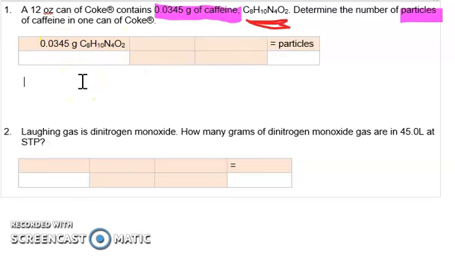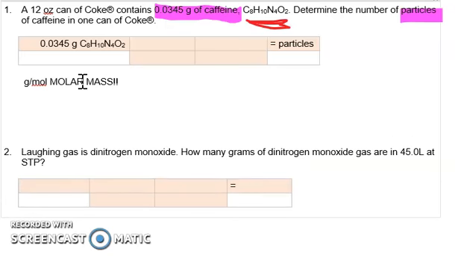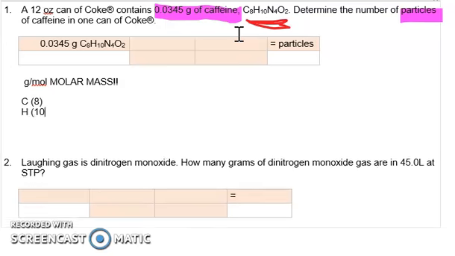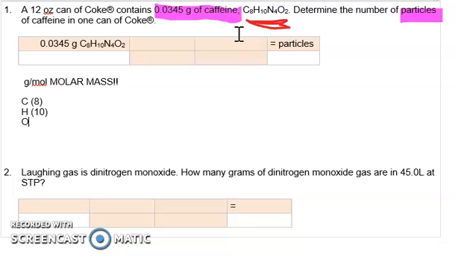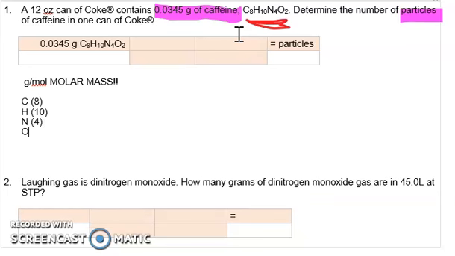So the only conversion that I know that has grams and mole as a thing is molar mass. Yay! So we have to find the molar mass of caffeine, which is carbon, and there are 8 carbons, hydrogen, and there are 10 hydrogens, oxygen, and there are, I forgot nitrogen, and there are 4 nitrogens, and oxygen, and there are 2 oxygens.